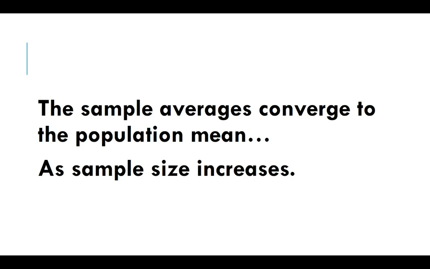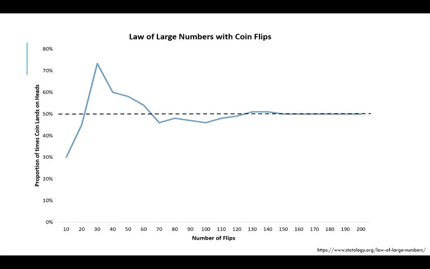So, in summary, the sample averages are going to converge to the population mean as sample sizes increase. Let's look at this graphically because I think that will help you out. Now, you've seen this before. We're looking at number of coin flips. Look along the horizontal axis and you see number of flips 10, 15, 20, 25, 30, right? We're just going from 10 all the way to 200, right? On the vertical axis, we have the proportion of times the coin lands on heads.